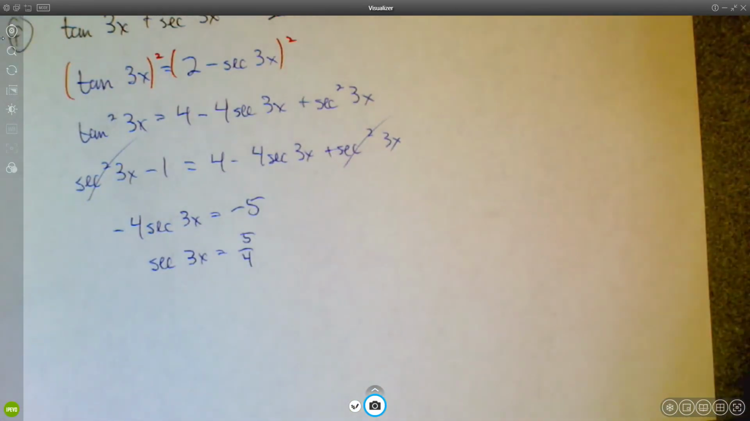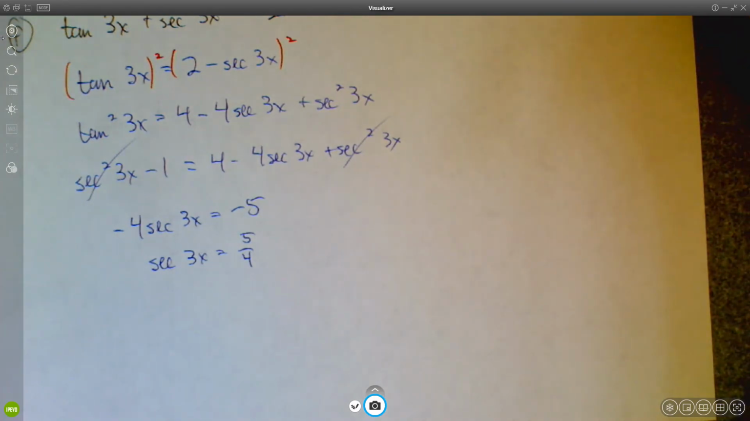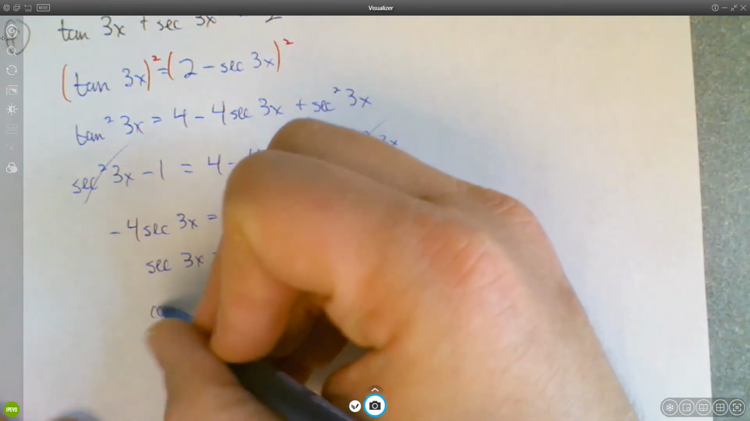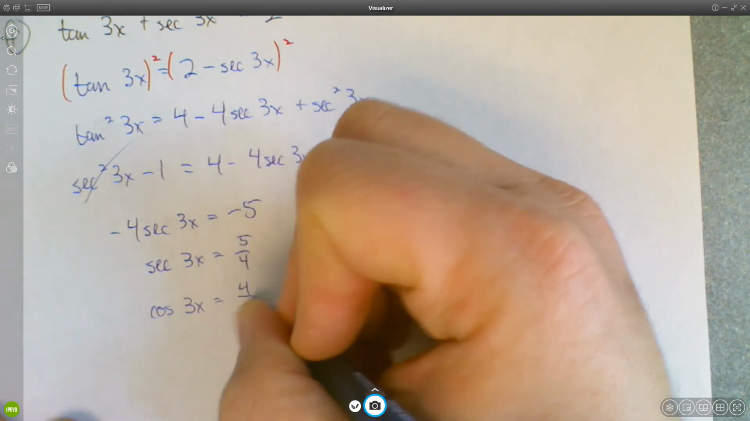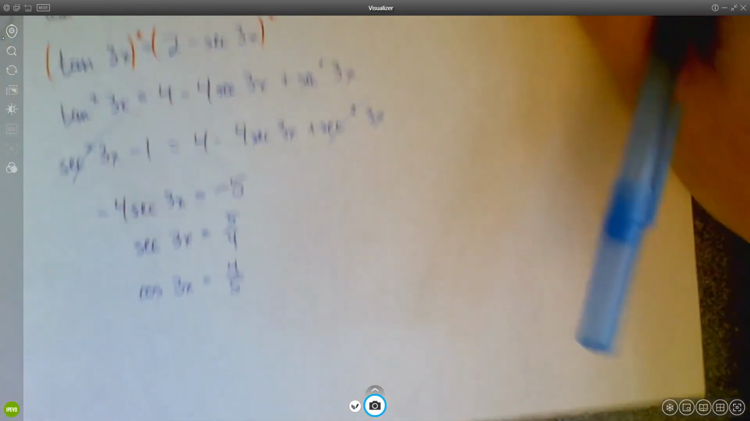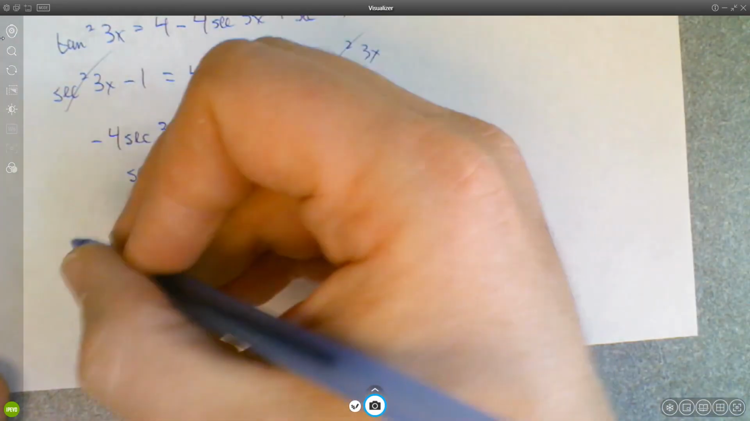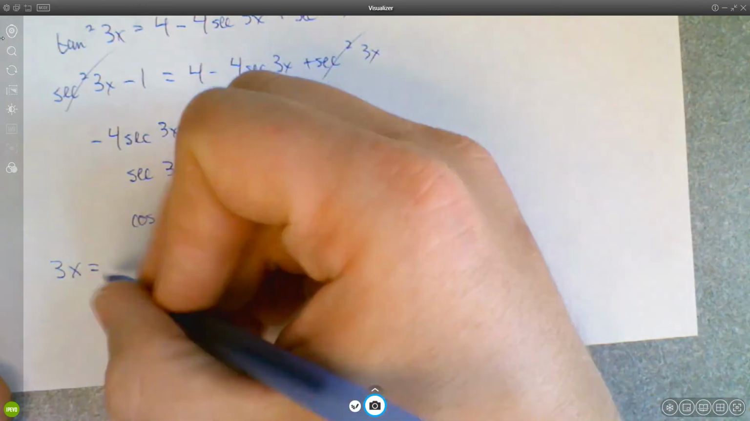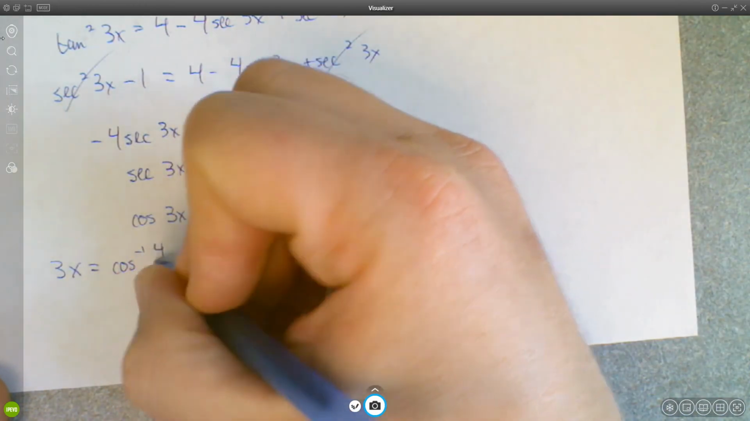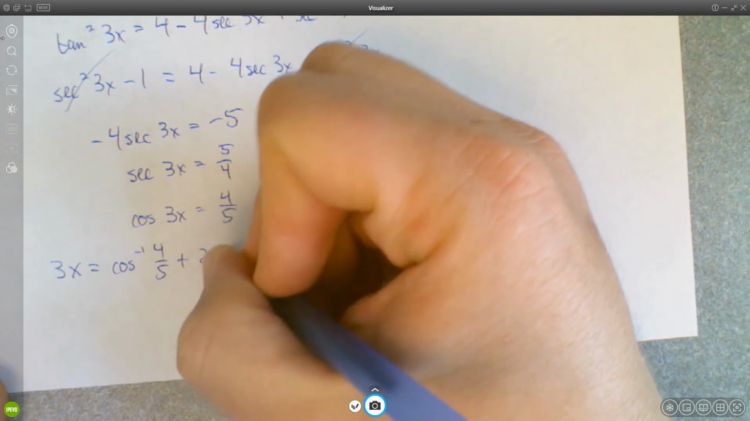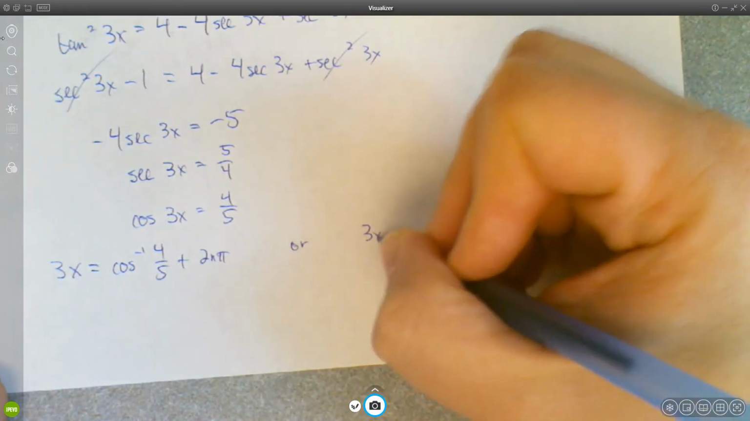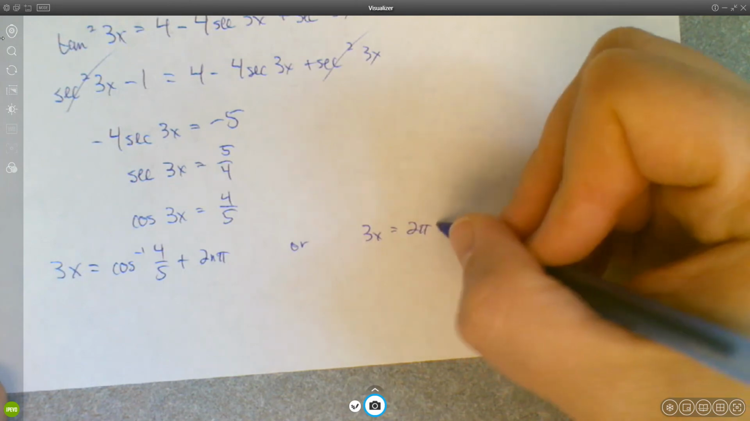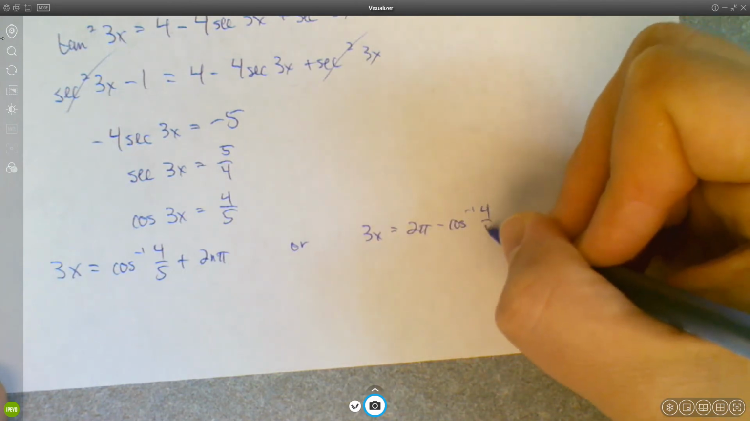And then I'm practically done, right? In order to get this in terms of sine, cosine, or tangent, I can use a reciprocal identity and call this cosine 3x equals 4/5. And then I can just apply my favorite little rule, right? I can say, all right, so then 3x equals cosine inverse of 4/5 plus 2n pi, or 3x equals 2 pi minus cosine inverse of 4/5 plus 2n pi.